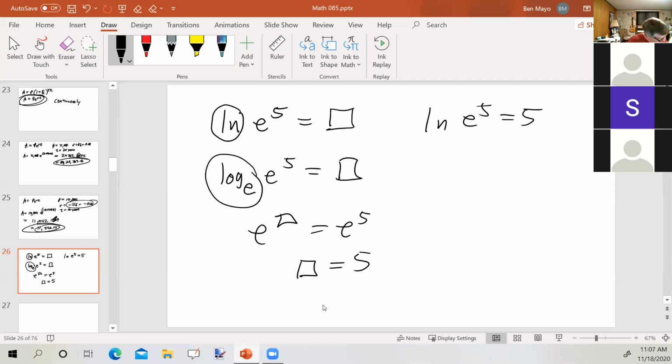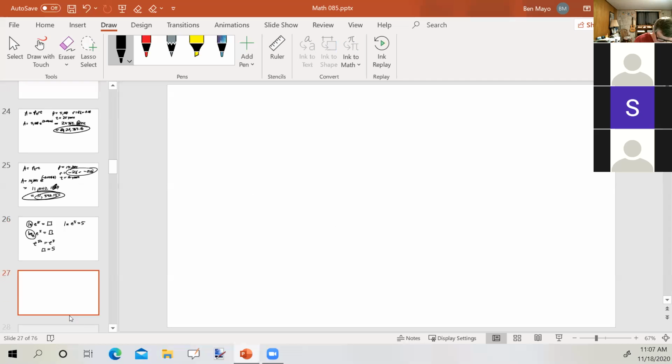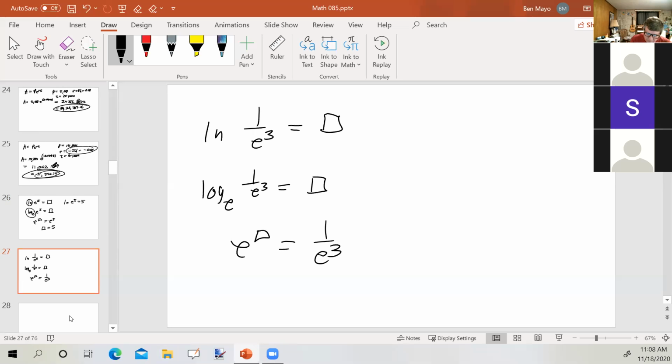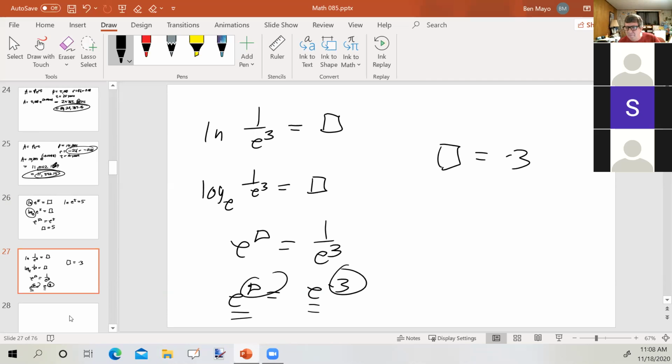All right. Let's take a look at another example. The natural log of 1 over e cubed. Well, that's equal to something we're just going to call a box. So now I've got log base e of 1 over e cubed equals box. Changing it to an exponential equation, e to the box power equals 1 over e cubed. But isn't 1 over e cubed e to the negative 3? So the box equals negative 3, because when the bases are the same, then the exponents are the same. Questions there?